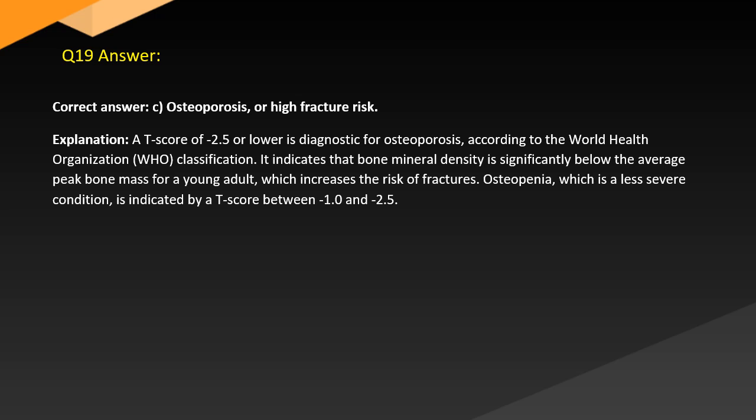Answer. Correct answer: C. Osteoporosis or high fracture risk. Explanation. A T-score of -2.5 or lower is diagnostic for osteoporosis according to the World Health Organization (WHO) classification. It indicates that bone mineral density is significantly below the average peak bone mass for a young adult, which increases the risk of fractures. Osteopenia, which is a less severe condition, is indicated by a T-score between -1.0 and -2.5.